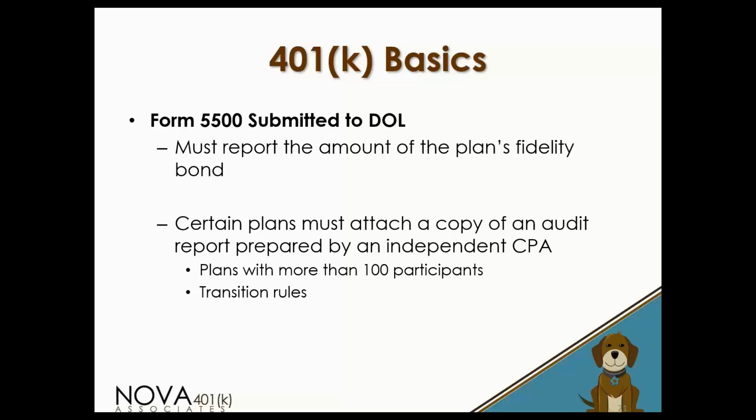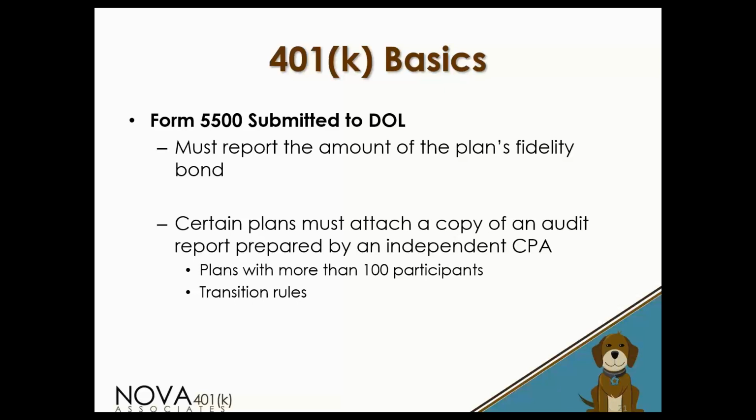One of the things that needs to be reported on the 5500 is the plan's fidelity bond. So you'll want to make sure that you have a fidelity bond for your plan. And if your plan is a large filer, which means that it has more than 100 participants, you'll also need to include with that Form 5500 an audit report. And that will need to be prepared by an independent CPA.